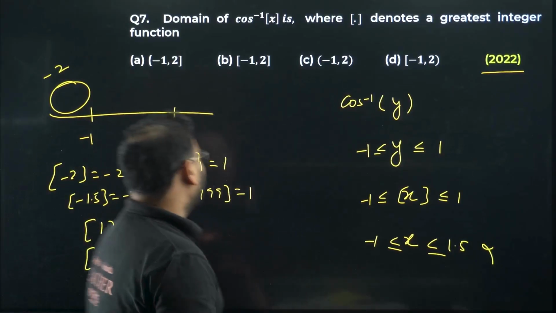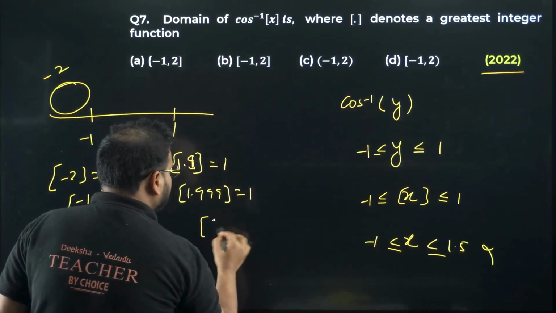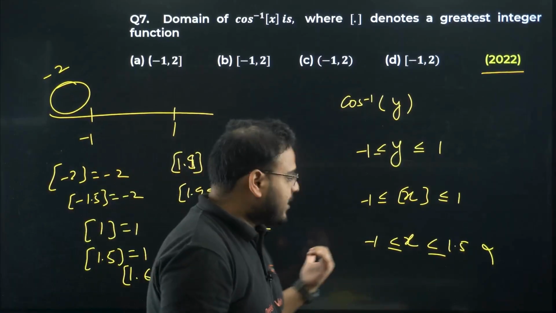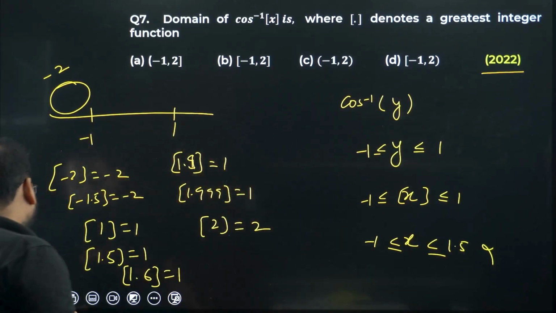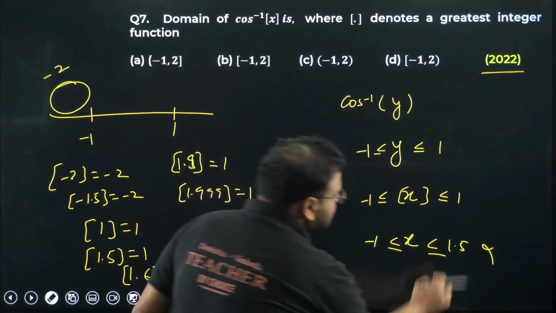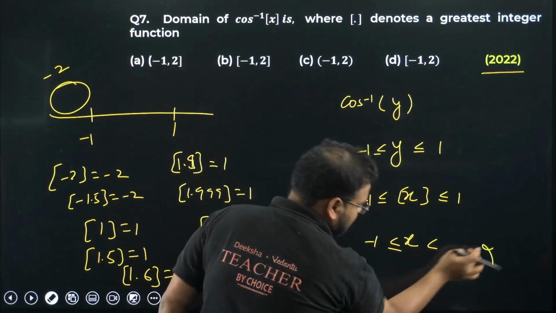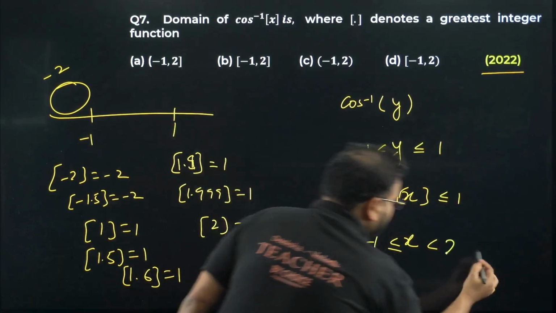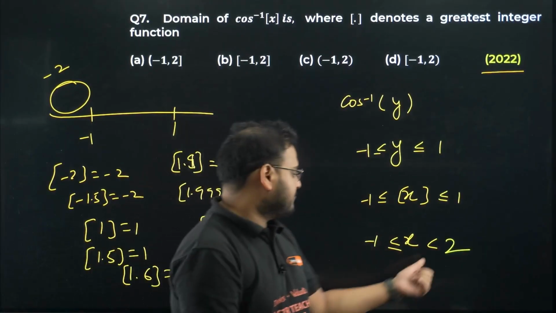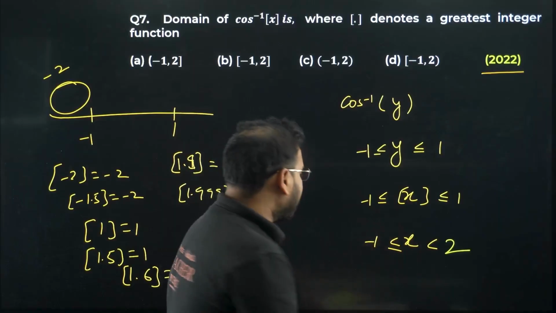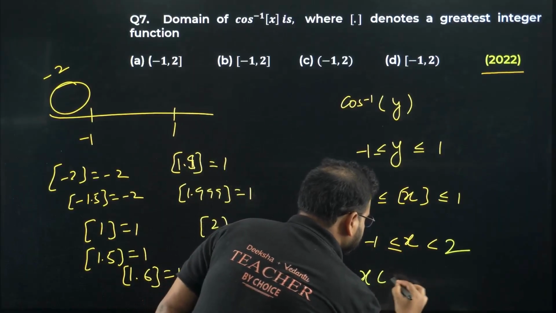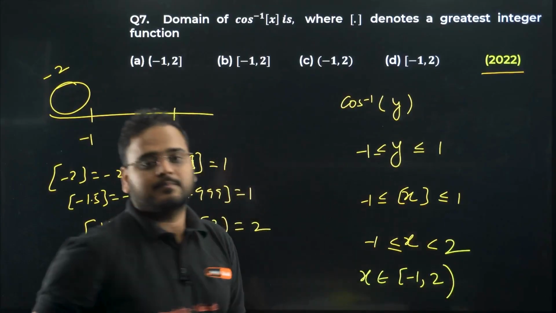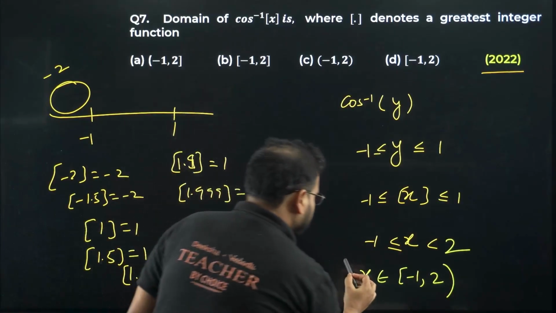Check this out. If I write 2 over here, the answer will become 2. So everything before 2. We have learned inequalities, so I'll remove this and simply write 2, but with the open bracket. So simply my x value is -1 closed and 2 open. This is my final answer.